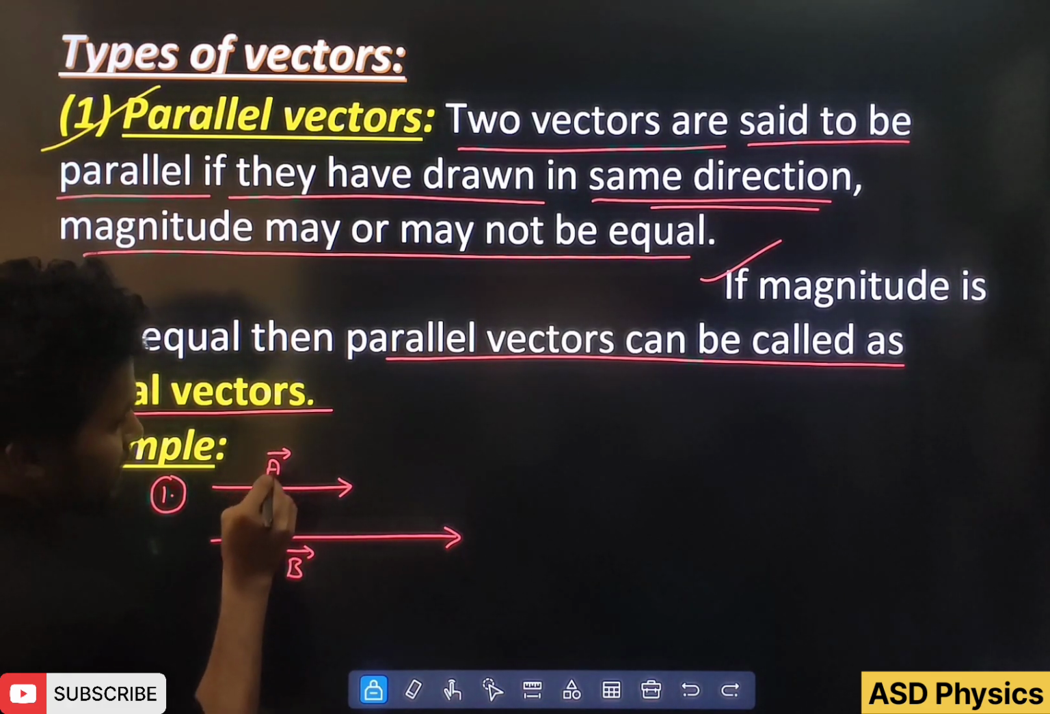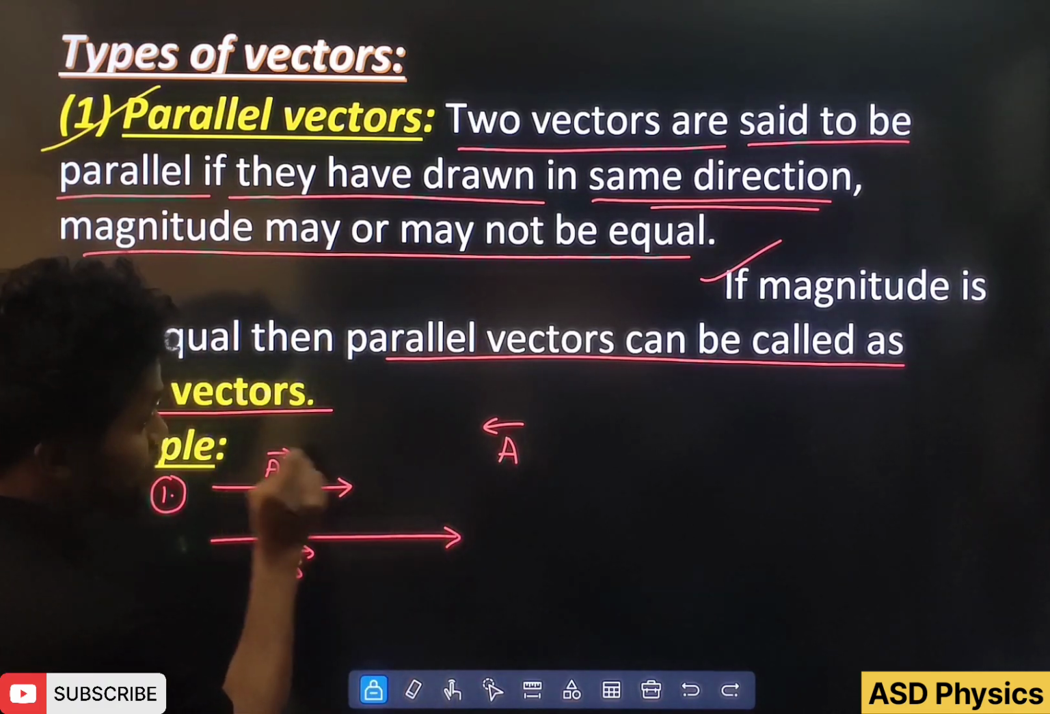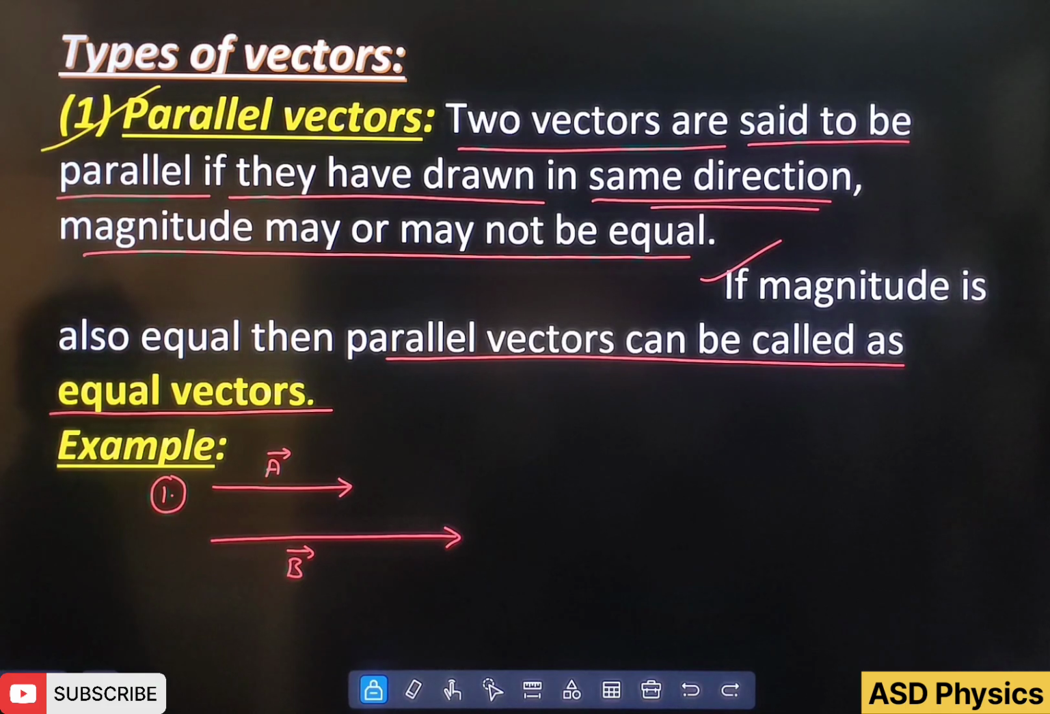This is the symbol for a vector. Don't draw it like this; the arrow should be in this direction. Okay, great. So here you can see very well the direction is the same but the magnitude is not equal.